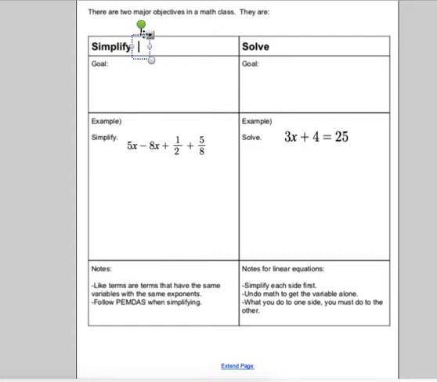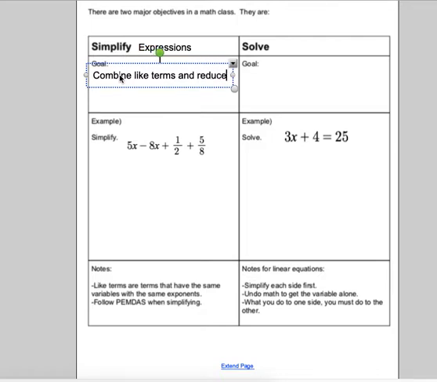The first thing that we do that I'd like to remind you guys is simplifying. And the things that we simplify are called expressions. So write that up in your notes up there, simplify expressions. The goal of simplifying is to combine like terms and do any sort of reduction that you need to. So you would reduce each term as well. Let me slide that over. So here's an example. At any time you can pause this video so that you can write this down and copy it in here.